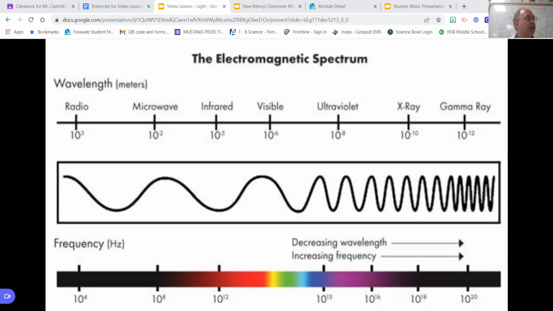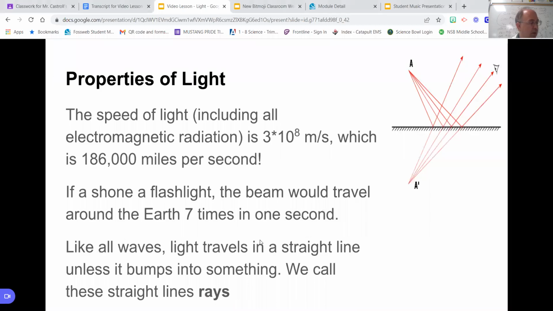So what are the properties of light? The speed of light, including all electromagnetic radiation, is 3 times 10 to the 8th meters per second, which is 300 million meters per second, which is 186,000 miles per second. If I turned on a flashlight, the beam would travel around the Earth 7 times in 1 second.